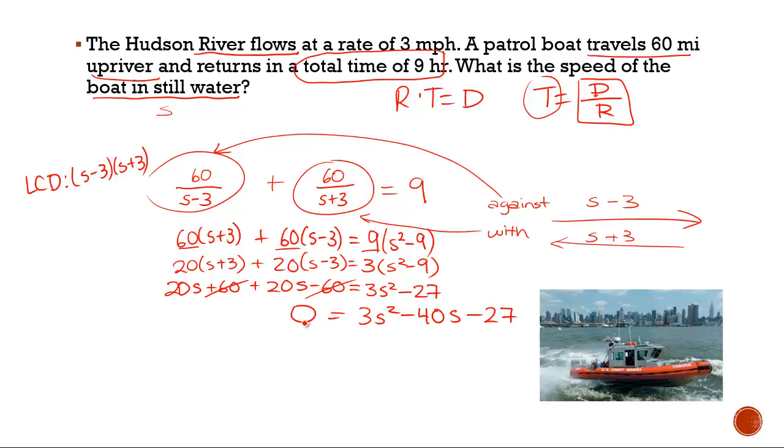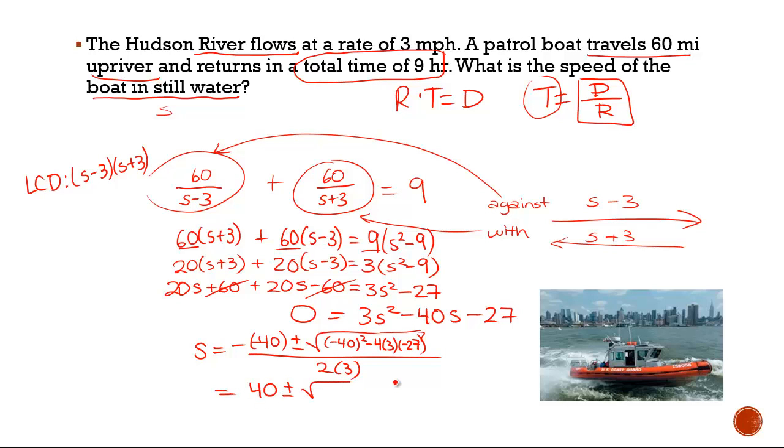And now we can solve this using the quadratic formula because it's in the format we desire. Negative b plus or minus root b squared minus 4ac over 2a. So that's 40 plus or minus root 40 squared plus 12 times 27, 1924, over 6. Now, does the square root of 1924 give us anything? No.